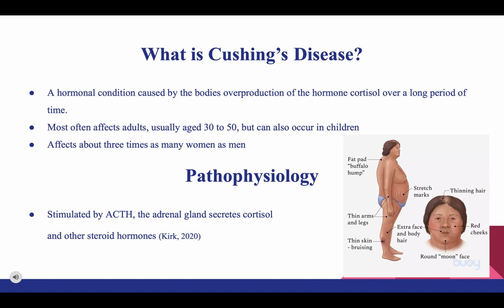What is the pathophysiology in regards to Cushing's? When stimulated by ACTH, the adrenal gland secretes cortisol and other steroid hormones. ACTH is produced by the pituitary gland and released into the petrosal venous sinuses in response to stimulation by corticotropin-releasing hormone, CRH, from the hypothalamus.